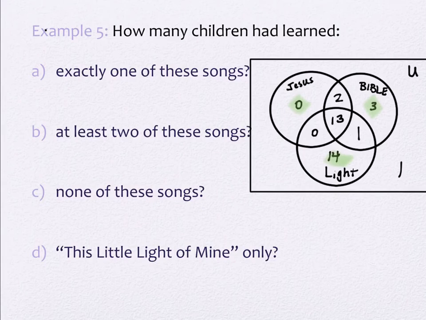Does that make sense? As I'm writing these down, it's helpful to me, or whoever is grading, for you to write down that this is 0 plus 3 plus 14. So if there's a mistake, we can figure out what you're mistaking the description to be. So what is 0 plus 3 plus 14? 17. How about at least 2 of these songs?